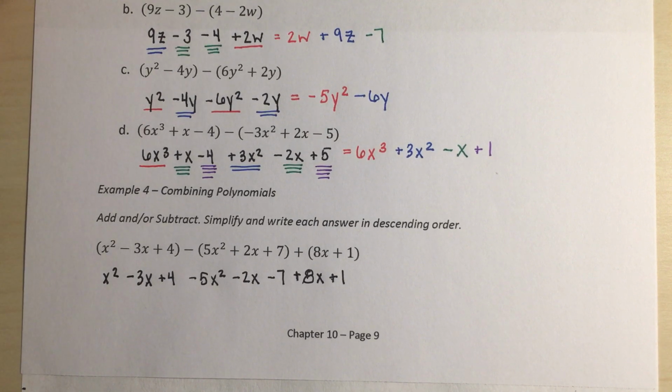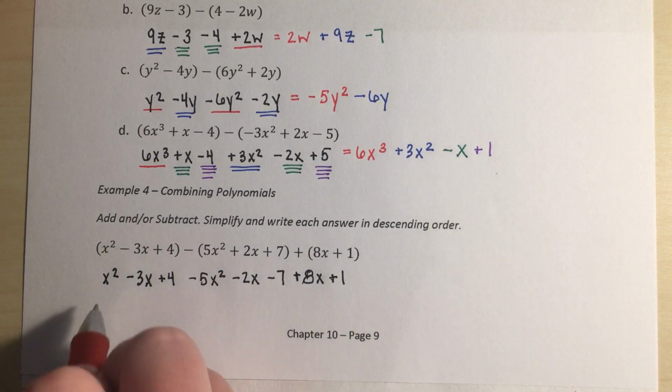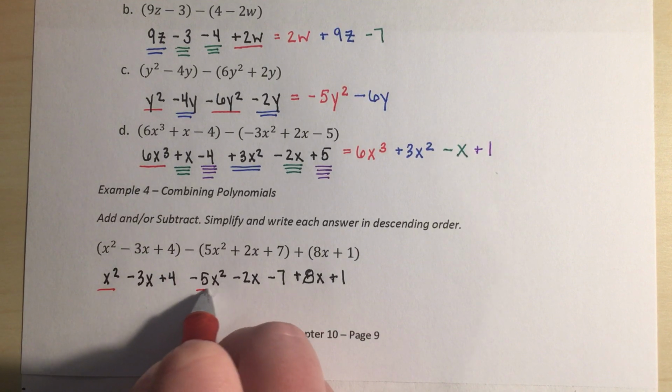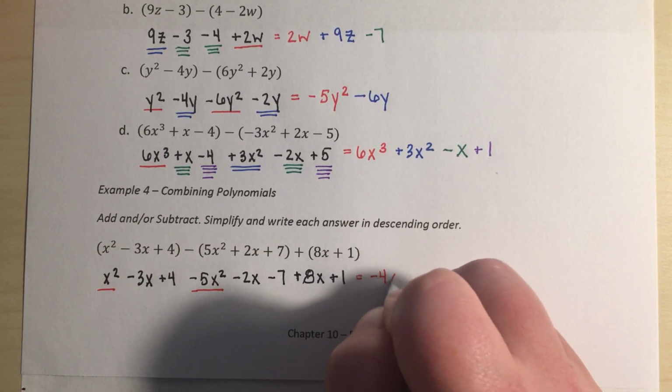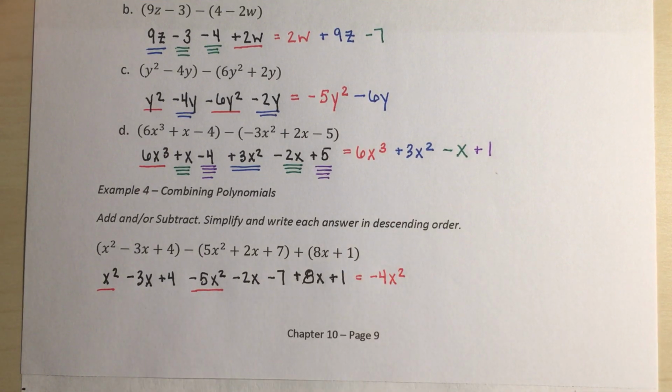Now I'm going to go through and combine like terms. I have an x squared and a negative 5x squared. That's going to give us a negative 4x squared. We started with the x squared because it's our largest degree term, and we want to make sure our final answer is in descending exponential order.